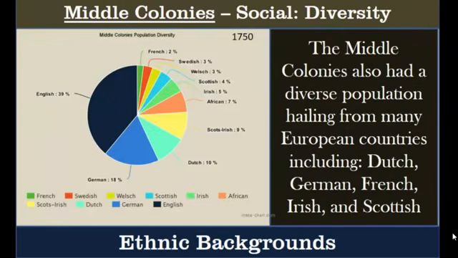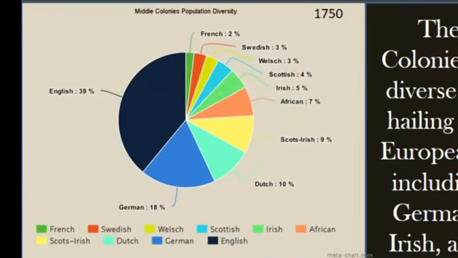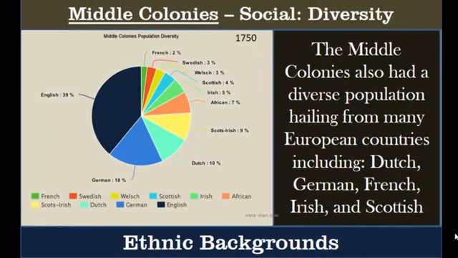This religious diversity attracted settlers from many different European countries. So in addition to the English, the Middle Colonies had a population made up of Germans, Dutch, Scots-Irish, Swedish, and French. So when you think of the Middle Colonies, think of a diverse place, both in population and in economics.